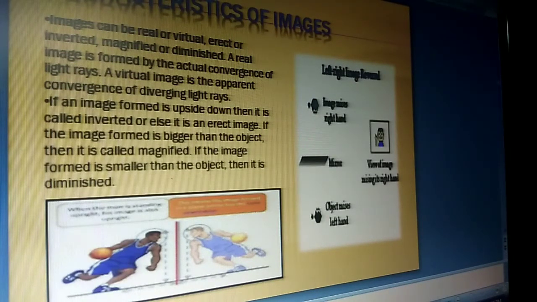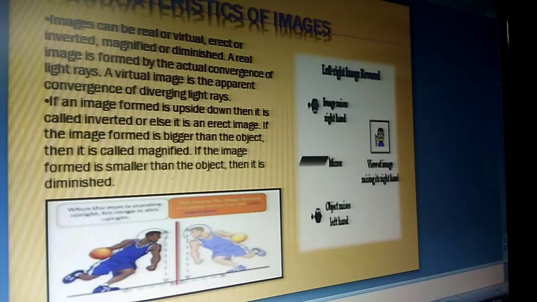So, images are of two types, real and virtual images. Real images are those images which can be caught on the screen. Usually they form because of the convergence of light rays in front of the mirror, and they can be caught on the screen. They are always upside down, that is inverted, and real images may be bigger or smaller than the object. If the image is bigger than the object, it is called a magnified image. If it is smaller than the object, it is called diminished.